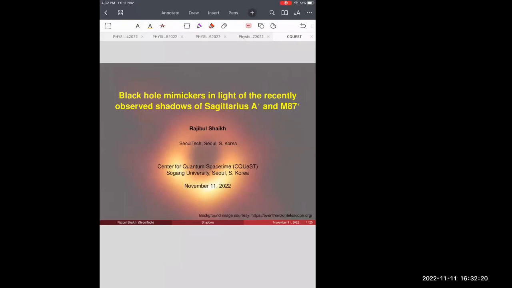I will be talking about black hole mimickers in light of the recently observed shadows of Sagittarius A* and M87. By black hole mimickers, I mean compact objects which do not have an event horizon, but they mimic many of the properties of black holes, such as shadows.